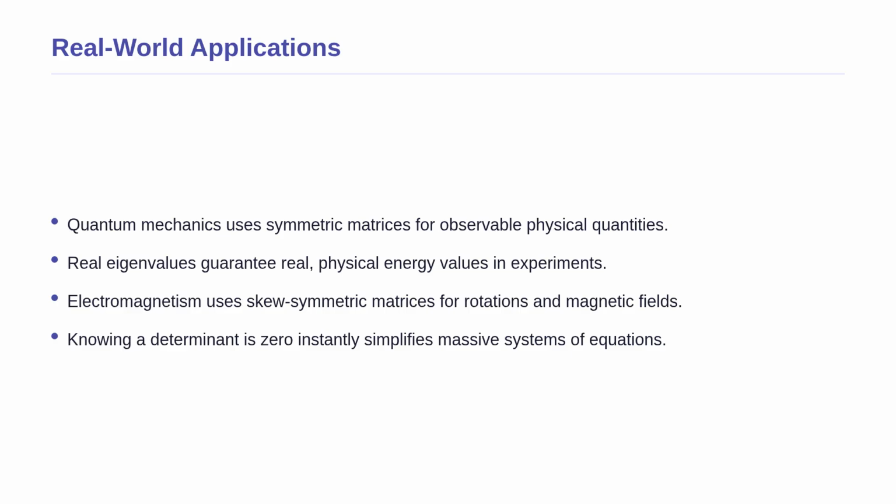Now that we have used these formulas, why does all of this matter in the real world? In quantum mechanics, symmetric matrices are used to represent observable physical quantities like the energy of an electron. Because their eigenvalues are always real numbers, we are guaranteed to measure real energy values. On the other hand, skew-symmetric matrices are heavily used in electromagnetism to represent magnetic fields. Knowing that a 3 by 3 matrix has a determinant of 0 can instantly simplify massive equations, saving immense computational time and preventing catastrophic errors in simulation software.